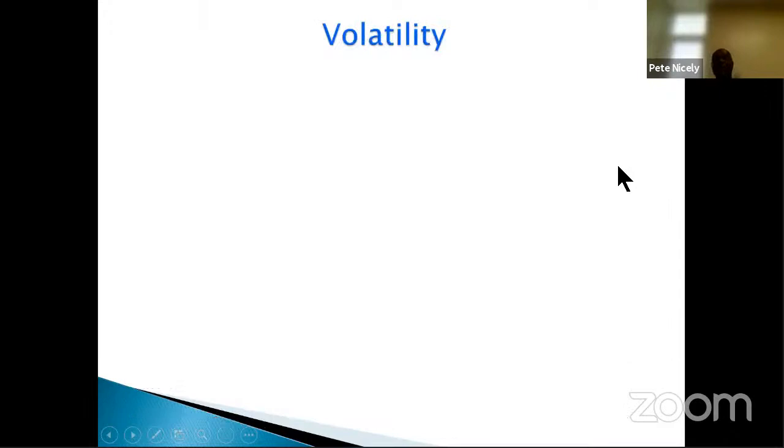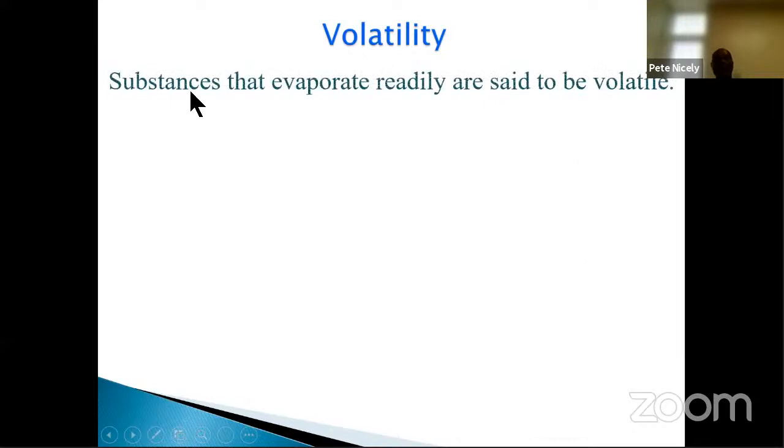Okay, let's talk about this term, volatility, which relates to vapor pressure that we just discussed. Basically, substances that evaporate readily are said to be volatile. So as you can see, this term is basically a relative term, right? So we can compare two liquids and say which one is more volatile based on the vapor pressure that the liquid will exert.